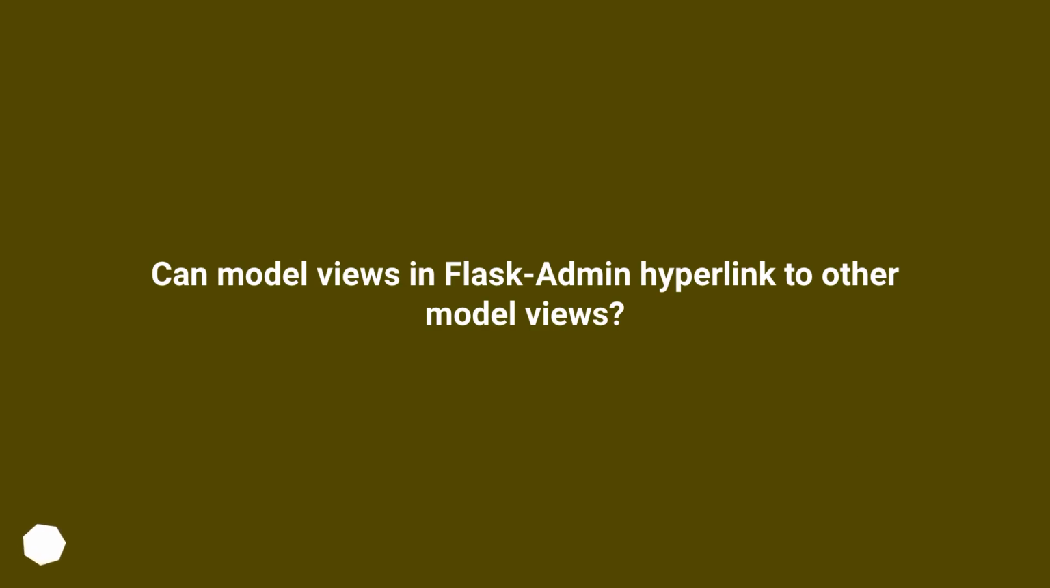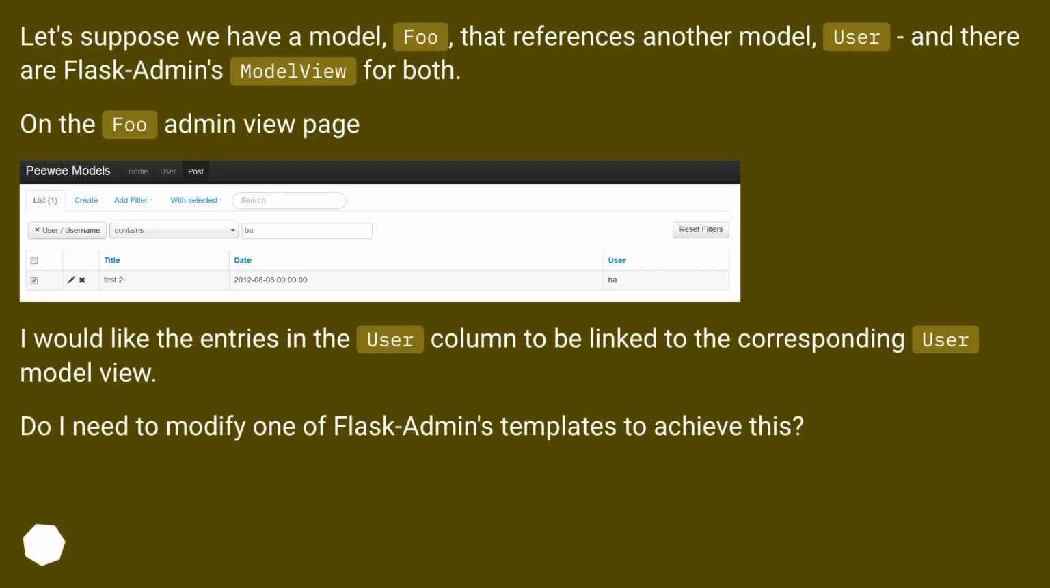Can model views in Flask Admin hyperlink to other model views? Let's suppose we have a model, Foo, that references another model, User, and there are Flask Admin model views for both. On the Foo admin view page, I would like the entries in the User column to be linked to the corresponding User model view. Do I need to modify one of Flask Admin's templates to achieve this?